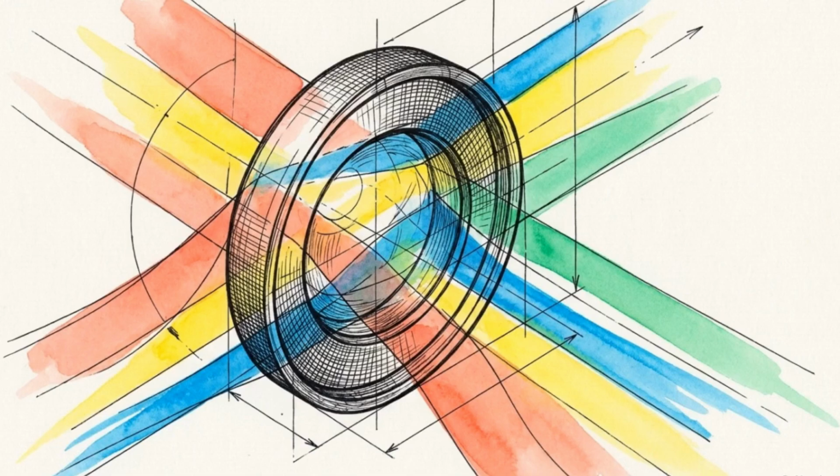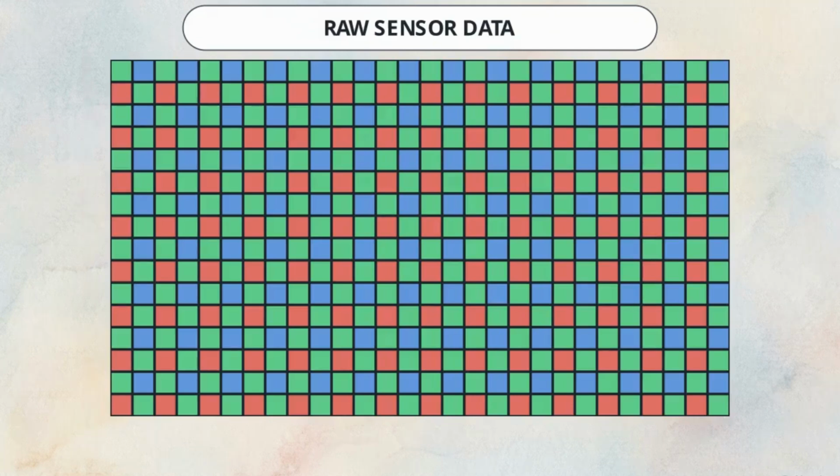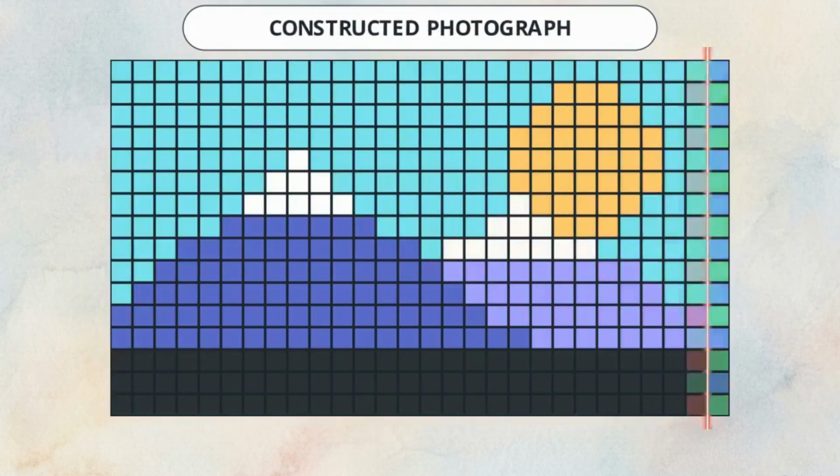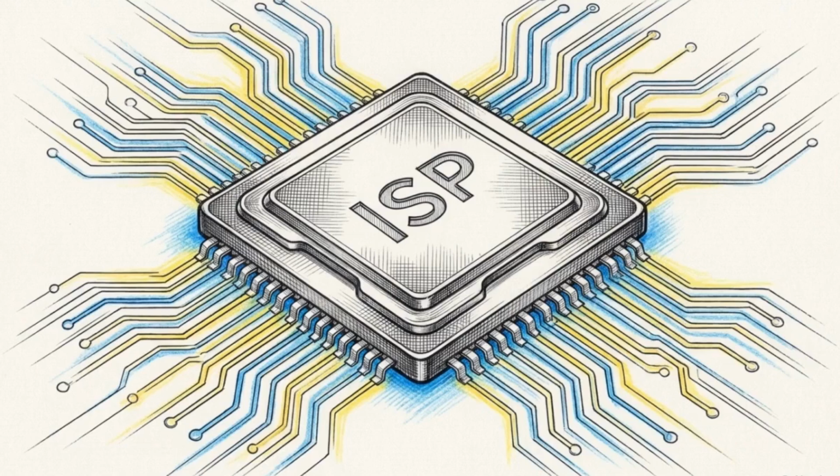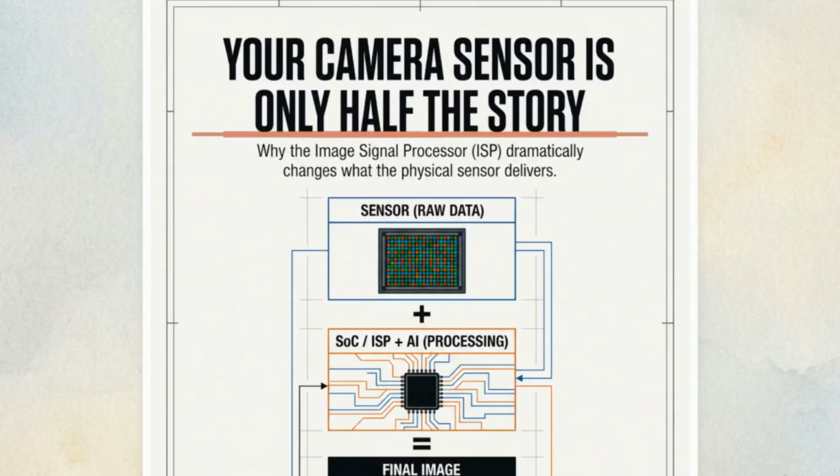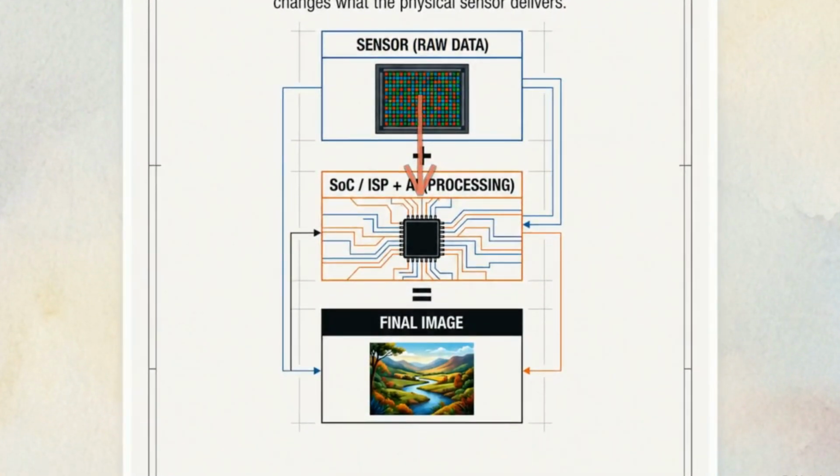When light hits the physical camera hardware, the job is only half finished. The phone has captured raw data, but it still needs to construct a photograph. That construction happens inside the device's system on a chip, using a dedicated processing block called the Image Signal Processor, or ISP. This infographic lays out the true equation for mobile photography. The physical sensor provides the raw material, but the microscopic factory of the ISP actually creates the final image you see on your screen.